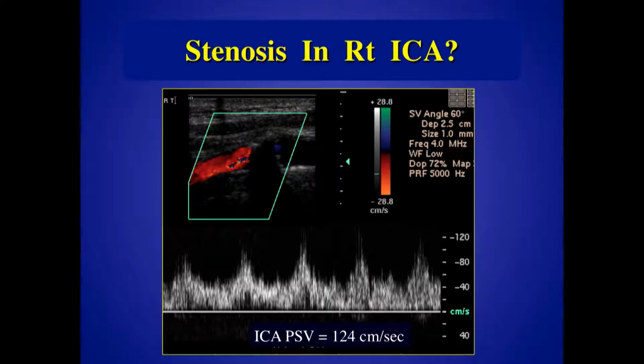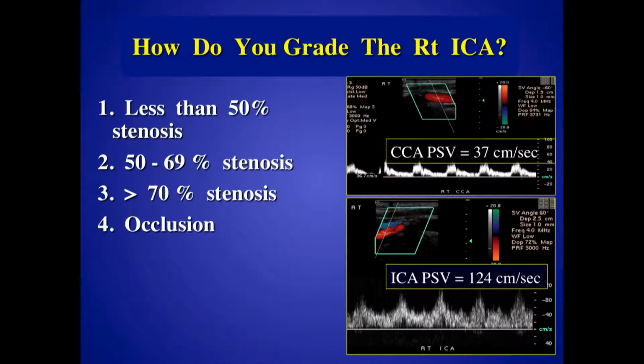So the question is, you're going to call this a stenosis when it's 124 centimeters per second, right? I mean, our cutoff is 125. So does that make it less than 50%? Does it put it in the 50 to 69% category because it's right on the borderline? Or would you call it more? Would you say maybe it's greater than 70%? Now, not likely occluded because we do see some distal flow. So which of these would you say in your report?